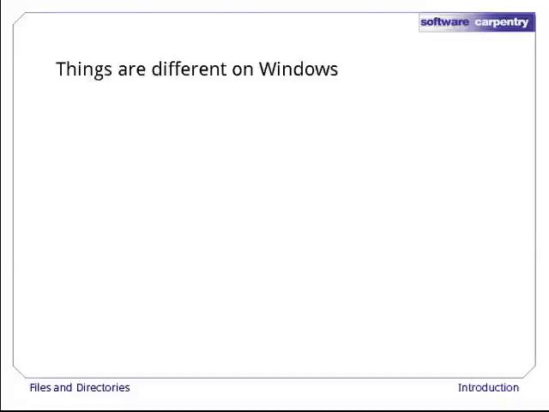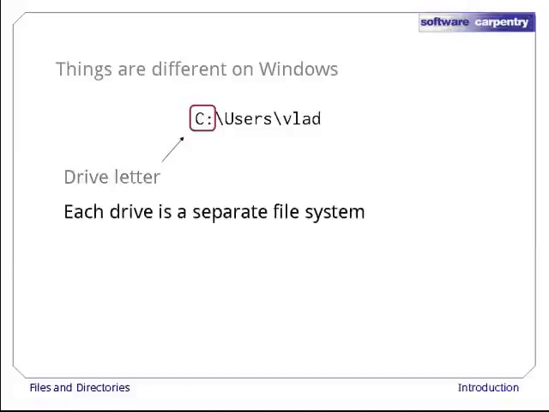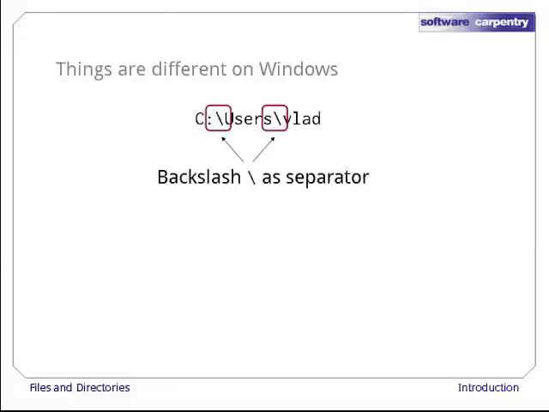Everything we have seen so far works on Unix and its descendants, such as Linux and Mac OS X. Things are a bit different on Windows. Here's a typical directory path on a Windows 7 machine. The first part, C:, is a drive letter. This notation dates back to the days of floppy drives, and even today, each drive is a completely separate file system. Instead of a /, Windows uses \ to separate the names in a path.